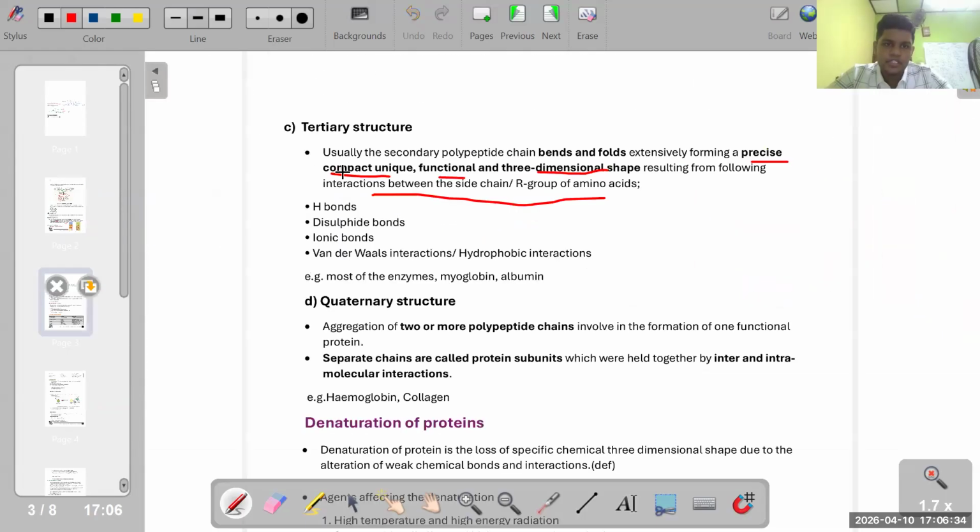So during tertiary structure, there are four types of interactions that can take place between side chains. What are they? Hydrogen bonds can be present, disulfide bonds can be present, ionic bonds can be present, van der Waals interactions or hydrophobic interactions can be present. Is that clear?